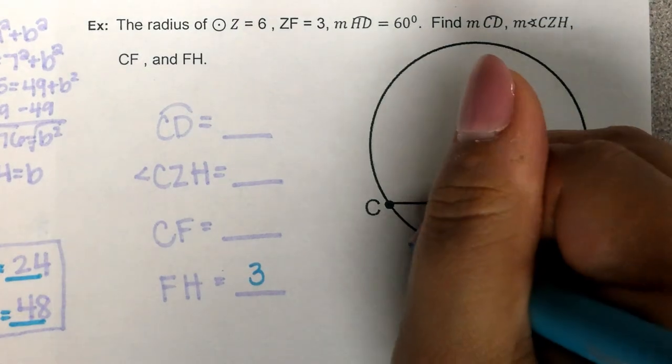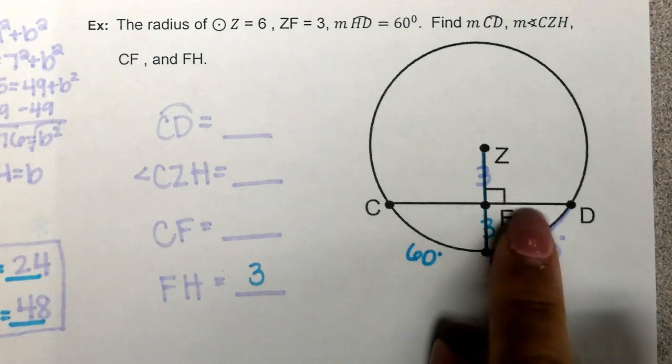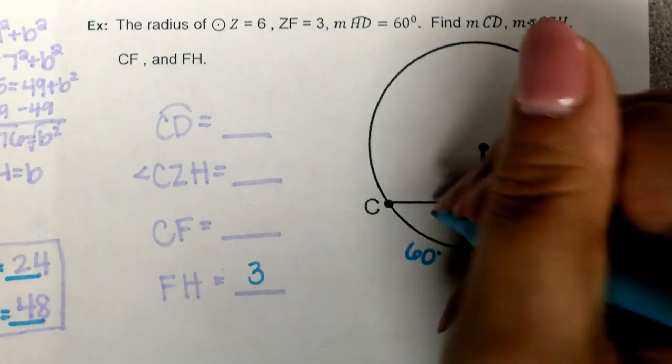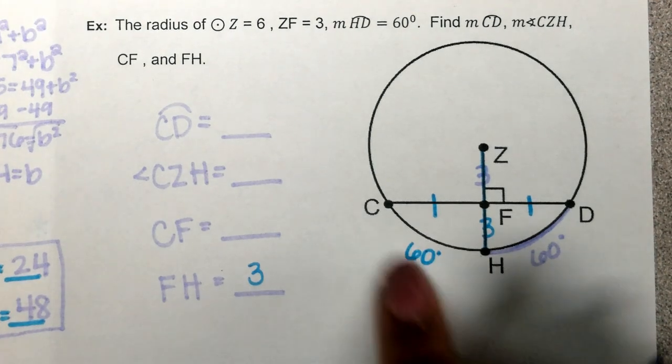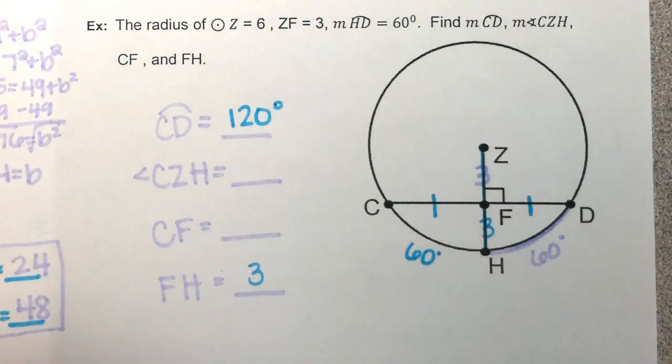CH is also 60. Why? It has the 90-degree angle. What can I add right here? Tick marks. And because I can add tick marks, then they're both 60. So what is arc CD? 120 degrees. Don't forget your degree sign.